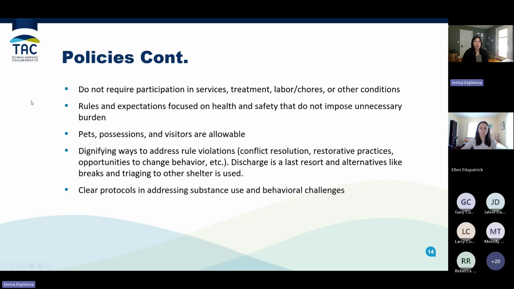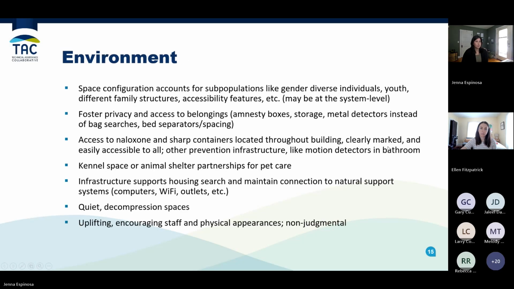Any questions or thoughts about these? Okay. All right. So environment. Oh, actually, I see a hand. Go ahead, Dion. Oh, hi there.